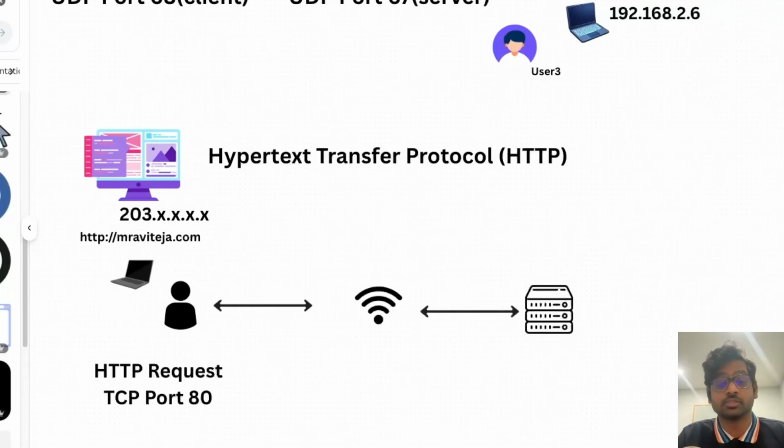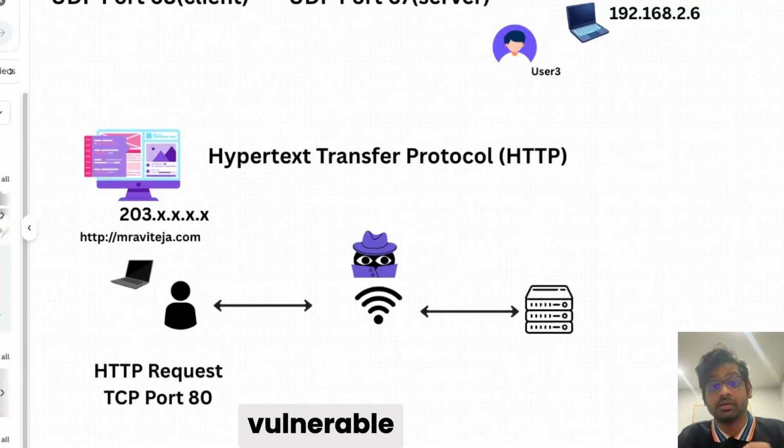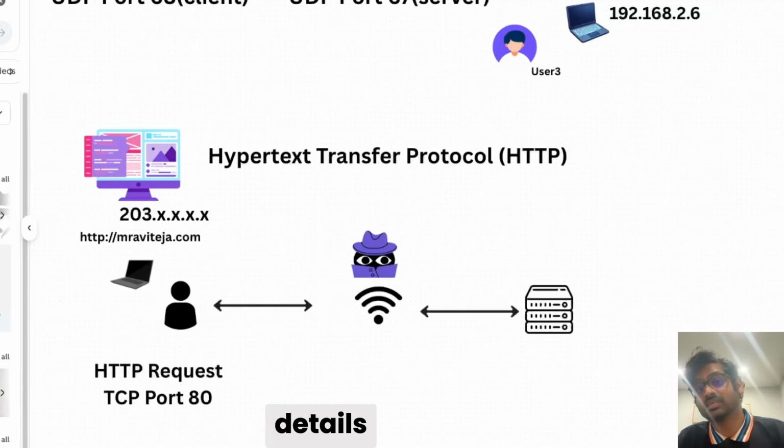Since HTTP is not encrypted, all the data travels in plain text. This means anyone monitoring the network could see what pages the user is visiting or even capture information like login credentials. It is vulnerable to eavesdropping, man-in-the-middle attacks, and data tampering. Sensitive information such as login credentials or personal details can be intercepted by attackers. For this reason, HTTP should be avoided for sensitive transactions and users should always prefer secure HTTPS connections.